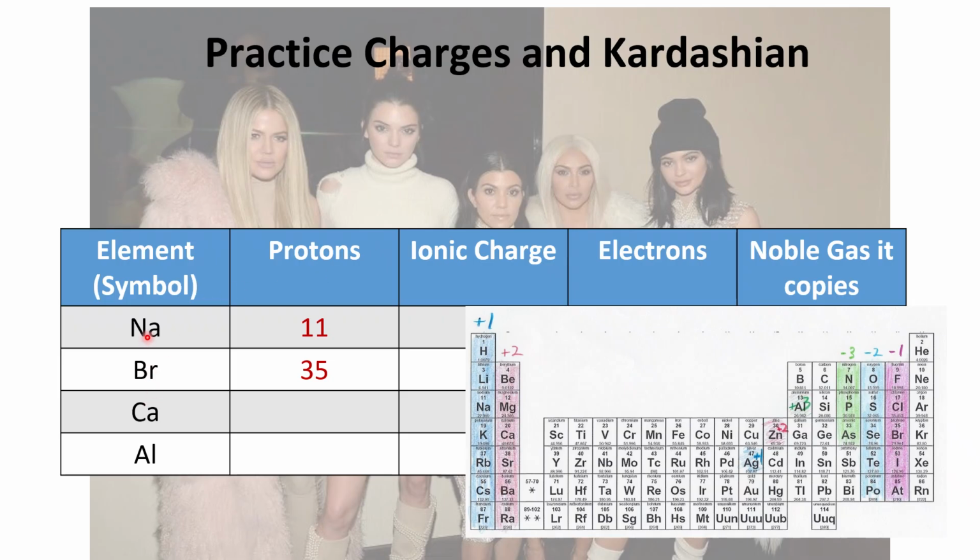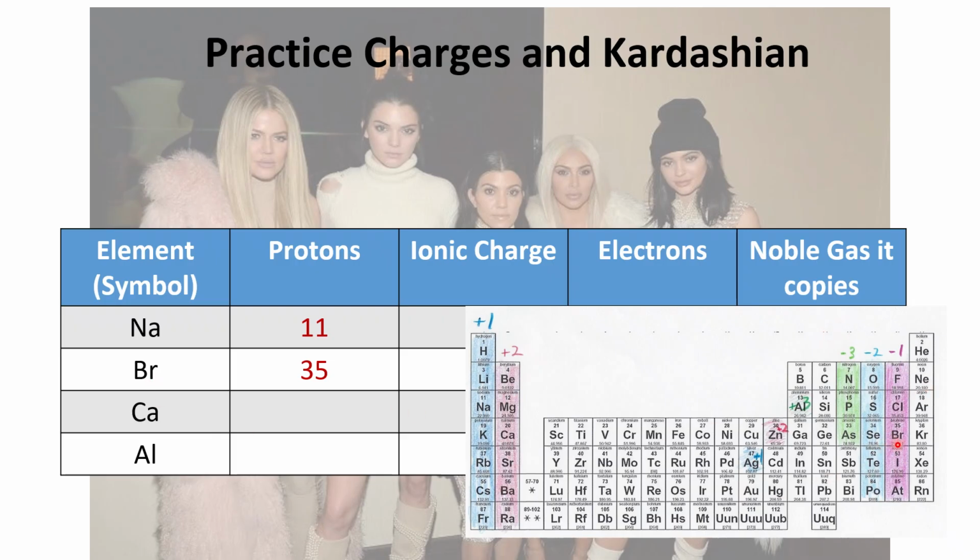All right, so sodium. Sodium's right here, number 11. It wants to be like which noble gas? The closest number to sodium, number 11, is neon, number 10. And by losing 1 electron, it's going to become like neon. So even though it has 11 protons, it's going to lose 1 electron to have a plus charge, so it'll be a plus 1 charge. It'll have 10 electrons, and it's trying to copy neon.